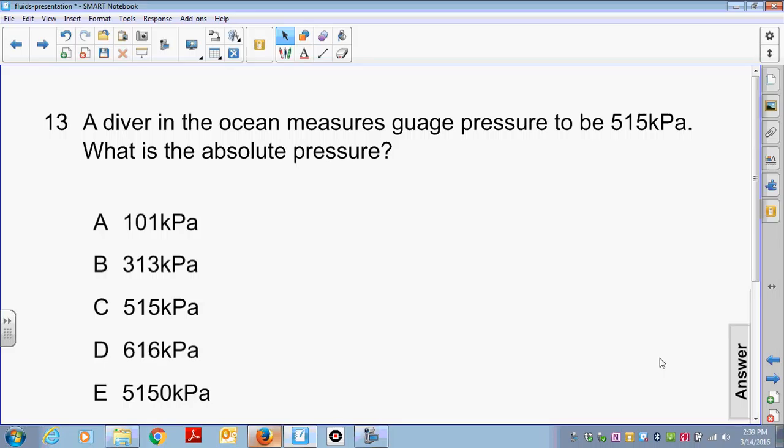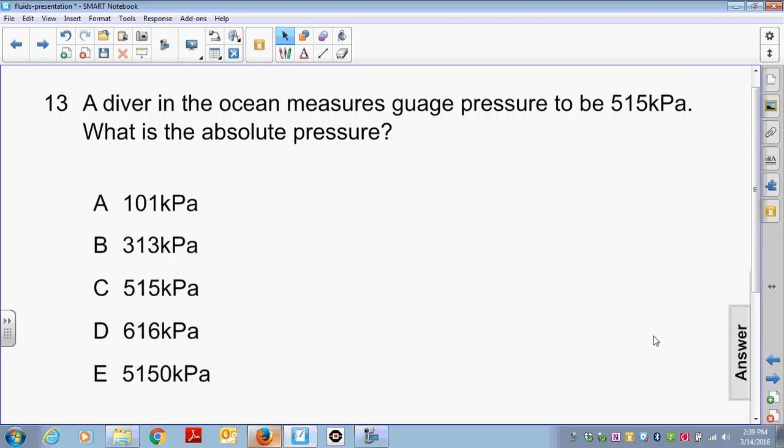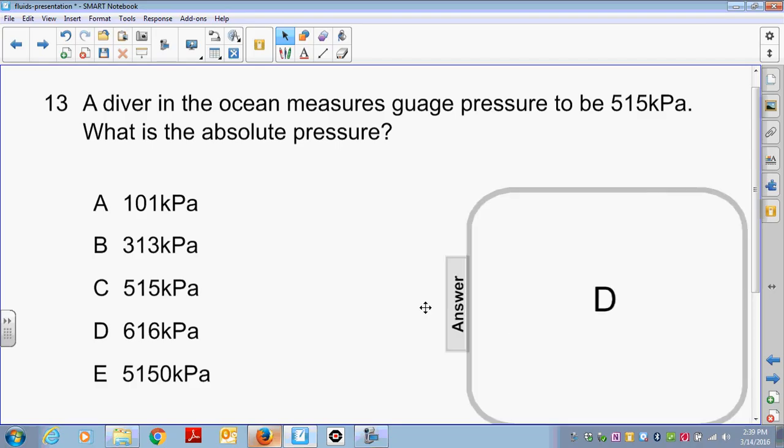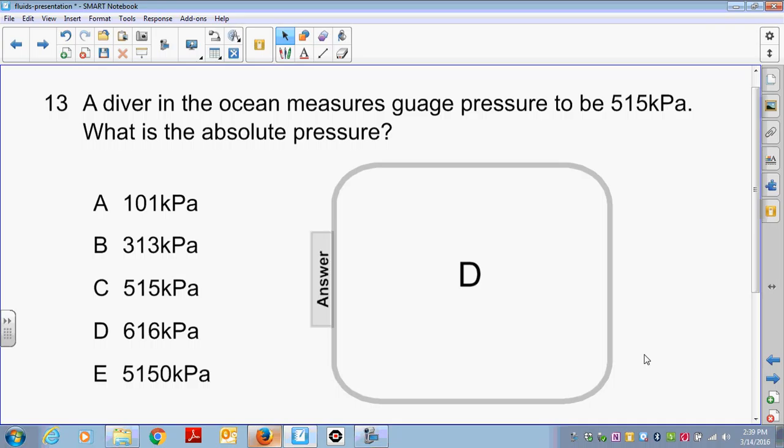A diver in the ocean measures gauge pressure to be 515 kilopascals. What is the absolute pressure? Go ahead and pause the video. Okay, so let's take a look at your answer. The correct answer is D, 616 kilopascals.